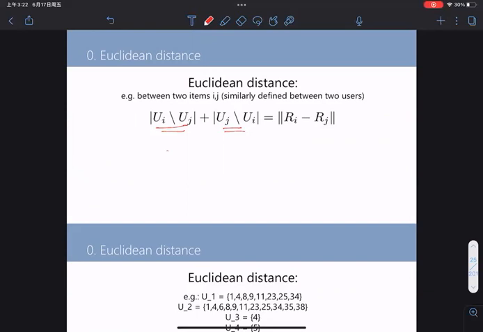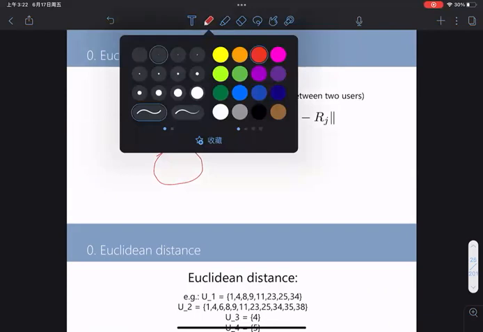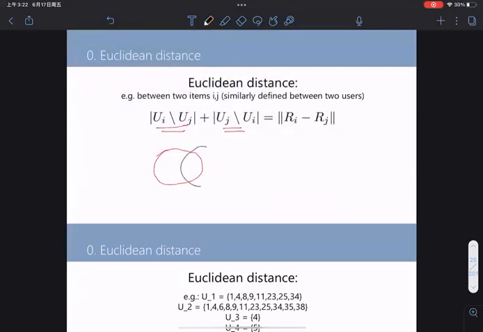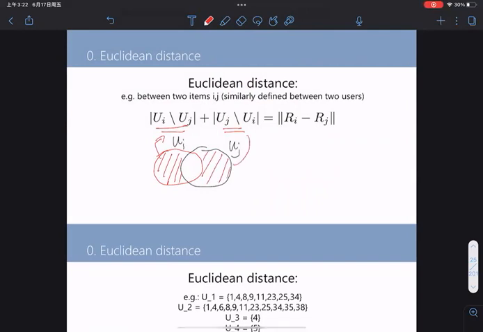And we can use a graph to express the idea. So this one is U subscript J and this one is U subscript I. And this region, the users who bought I but not J, can be expressed by this one. And this part, the users who bought J but not I, can be expressed by this part. So this is the difference between the user sets U subscript I and U subscript J.